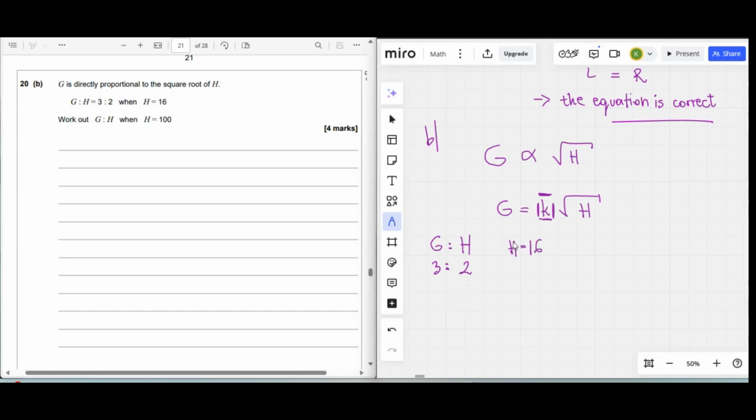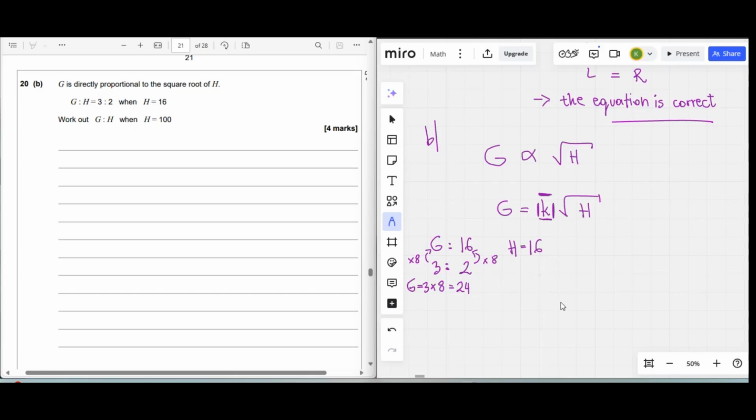So let's change that H to 16. How to make 16 out of 2? We need to times 8. So we need to times 8 on the other side as well. So 3 times 8, G will be 24.